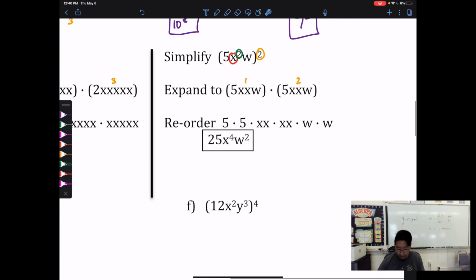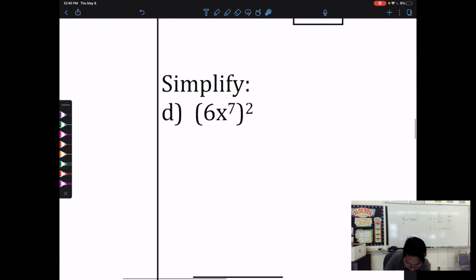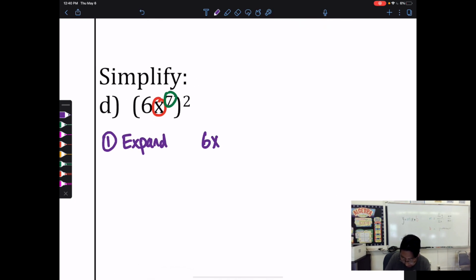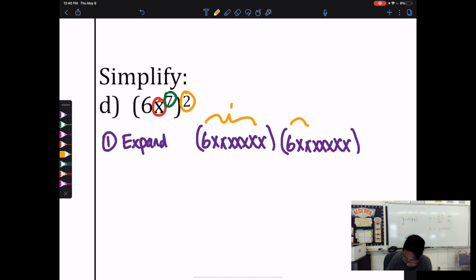So let's go ahead and take a look at these 2 problems. Okay? These 2 problems. So we have 6x to the 7th, all raised to the 2nd power. So here our base is x. Our exponent is 7. So the first thing we're going to do is expand. So let's go ahead and put 6x to the 7, 1, 2, 3, 4, 5, 6, 7. But that is all raised to the 2nd power. So I need to multiply this by itself 2 times, 1, 2.